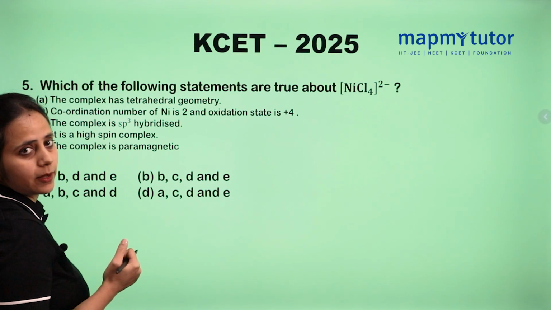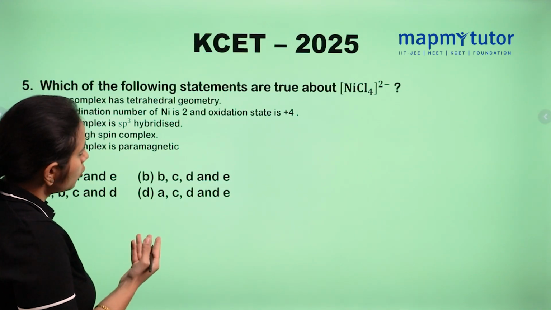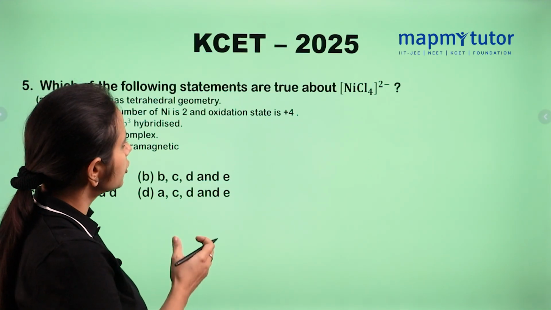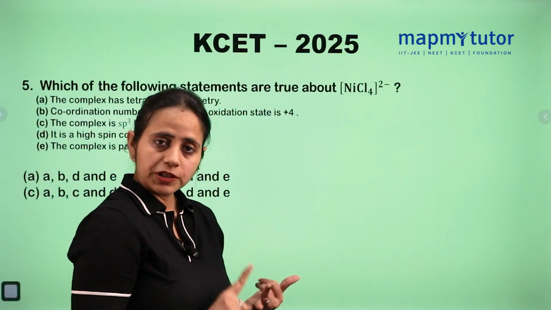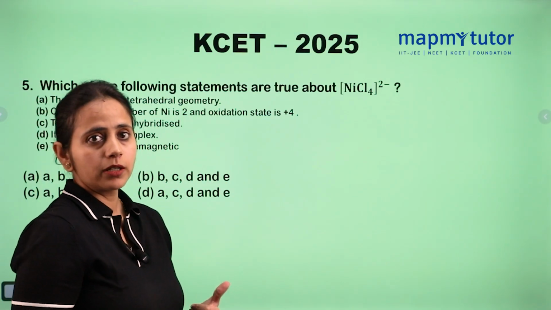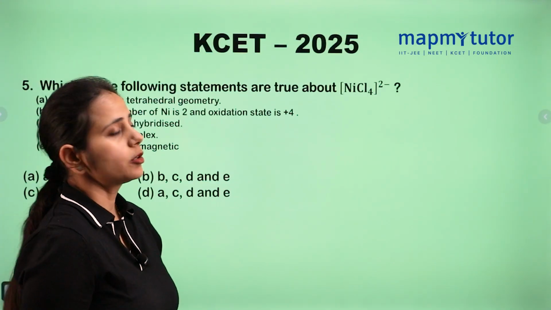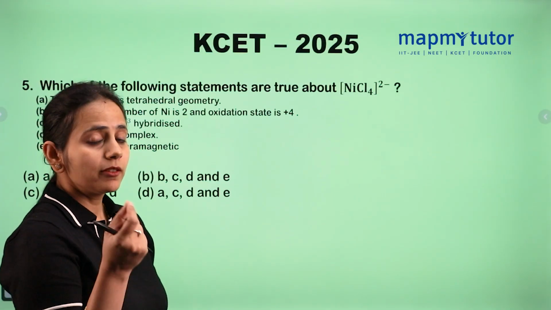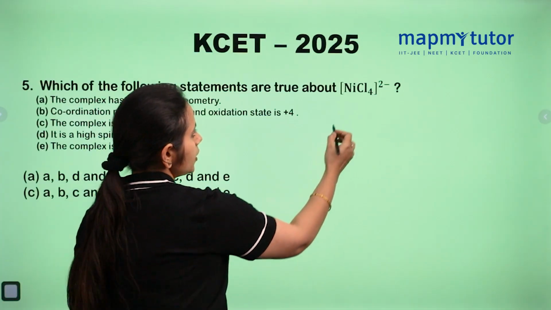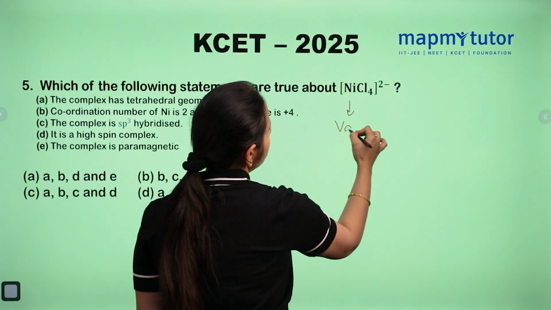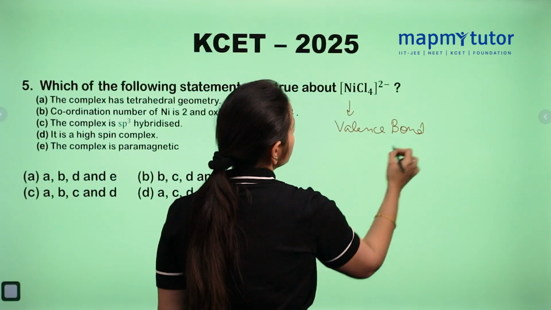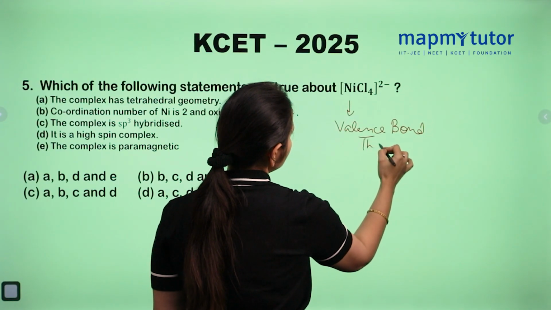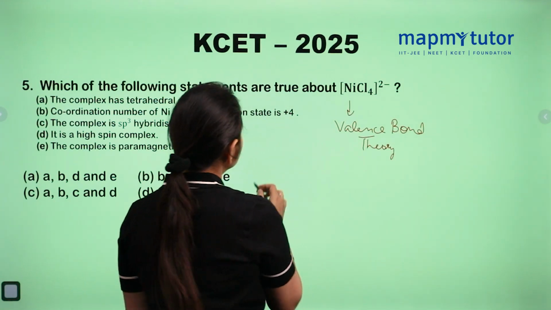The complex is paramagnetic. To know all these things, first we need to find out the geometry, oxidation state, coordination number, hybridization for nickel chloride with the help of valence bond theory. So we will solve this with the help of valence bond theory, which is a very famous theory in coordination chemistry. Let's find out.